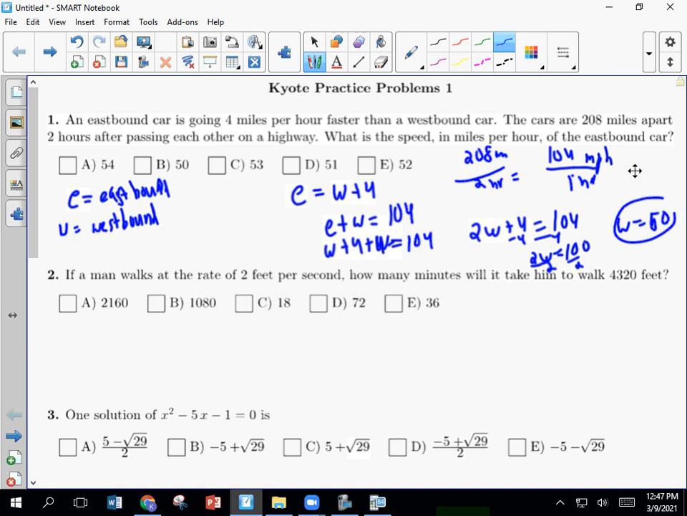Now a lot of people will stop there, but it asks for the eastbound car, so you're going to plug it back into this equation right here, and 50 plus 4 equals 54. Like I said, to me, I think that's the hardest question on the whole thing, but we'll keep going. This is the practice test number 1, by the way.